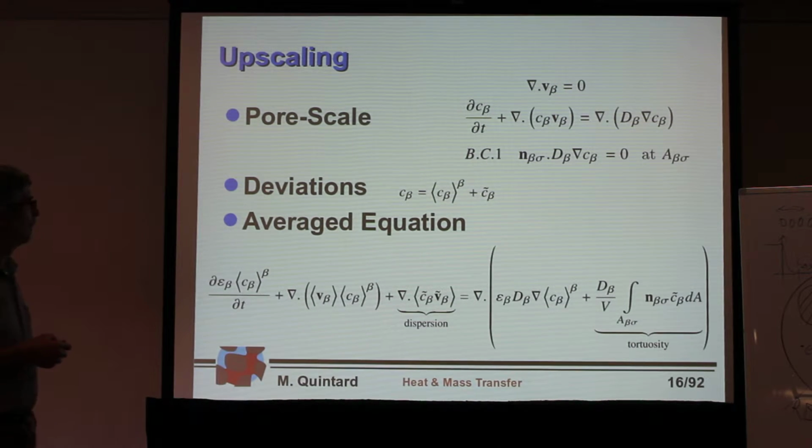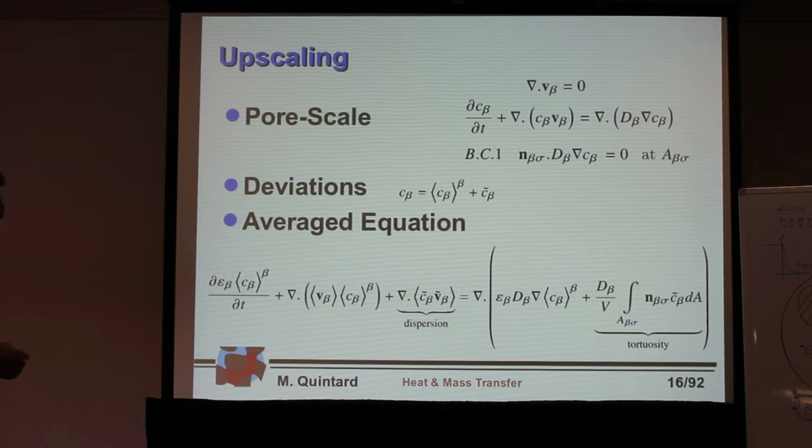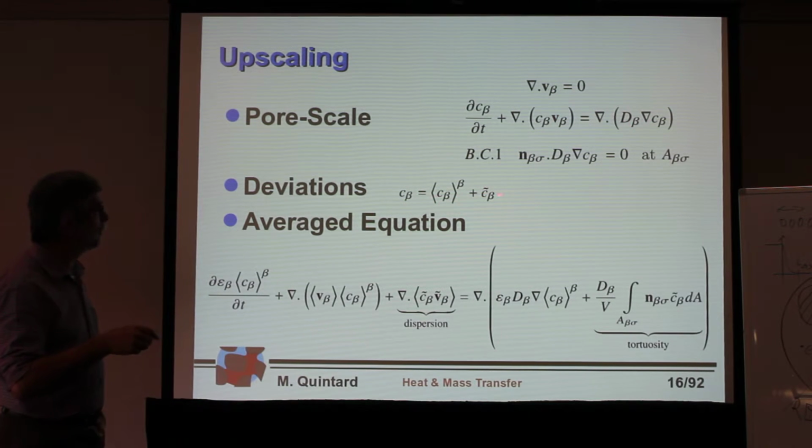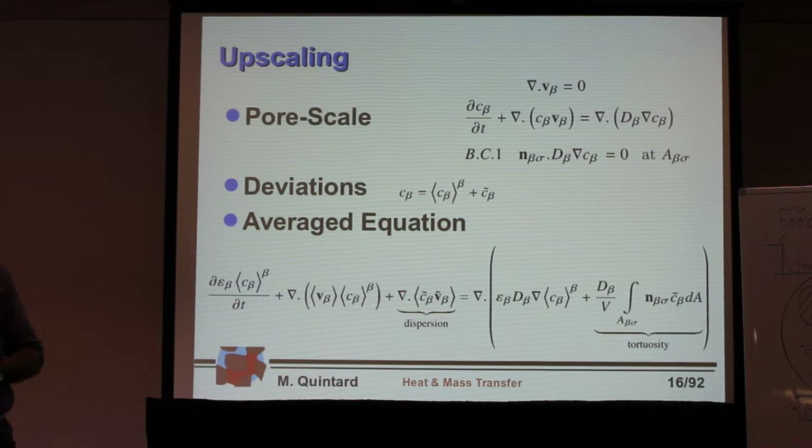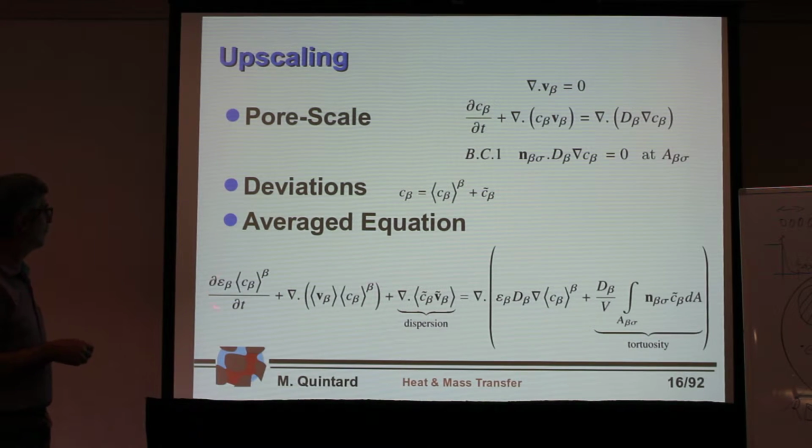So first, let us do the averaging of the transport equation here. I will use the averaging transport theorem for the divergence, for the gradient. I will introduce the deviations, and I will use the approximations which have been discussed before. And if you mix all that, you get the following results. So you get an accumulation term which is already under a closed form.